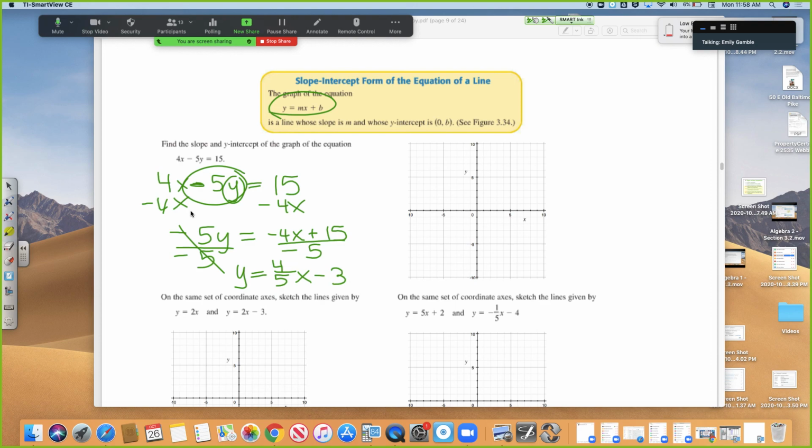At this point, the class might be breaking up into 2 different methods. Some of you might be doing it by hand. Some of you might use your calculator. It's up to you. Both will get you the right answer.